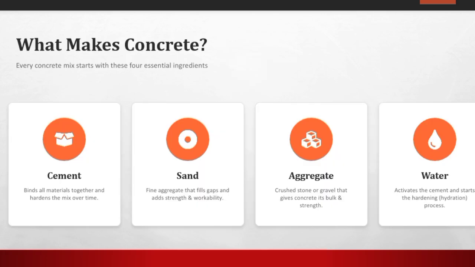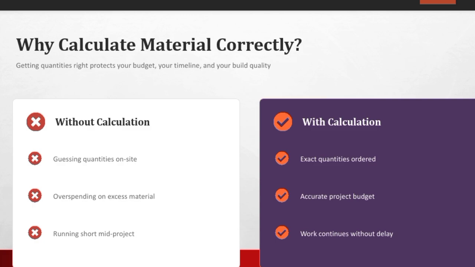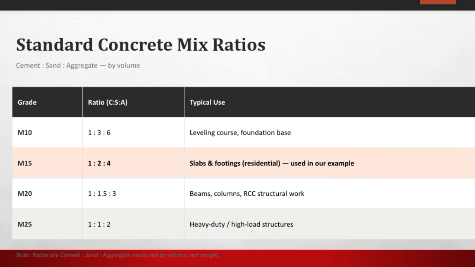Today's topic is how to calculate concrete material for building. First of all, we learn what makes concrete. Every concrete mix starts with four essential ingredients. The first is cement, the second is sand, the third is aggregate, and the fourth is water. Why calculate material correctly? When we do calculations, we find exact quantities to order, an accurate project budget, and work continues without delay.